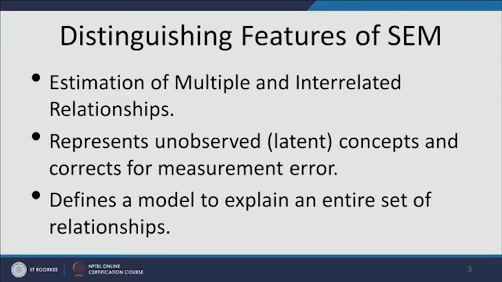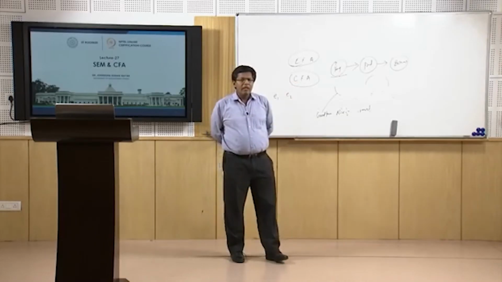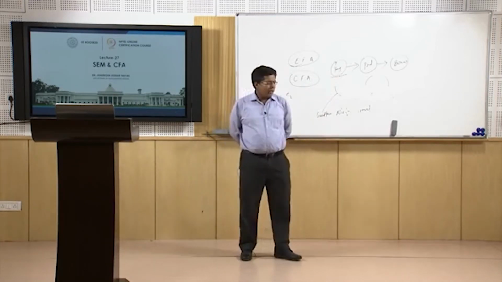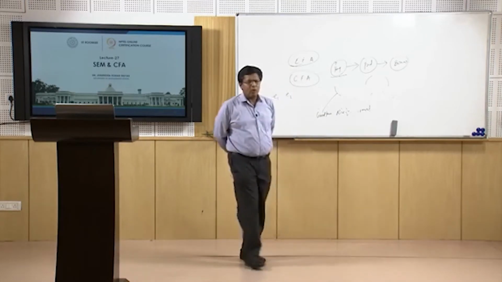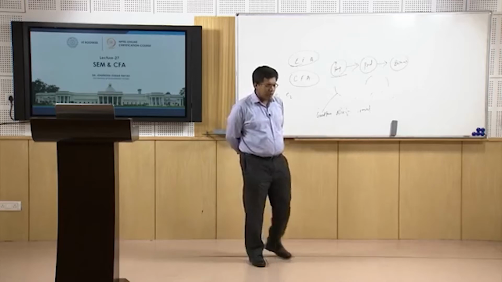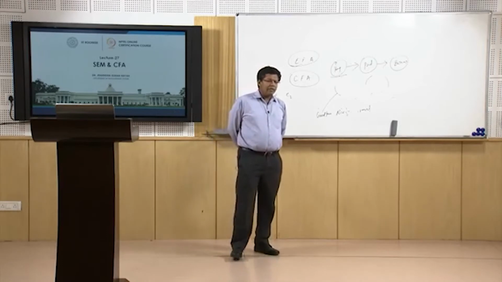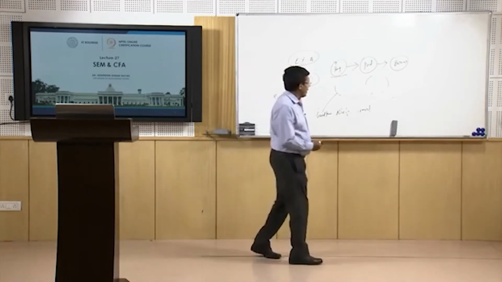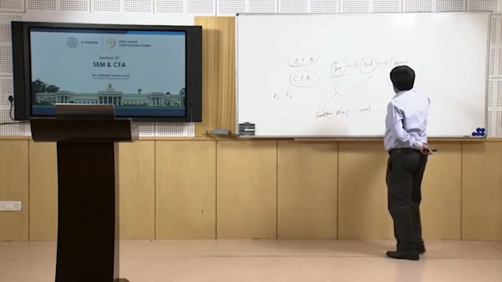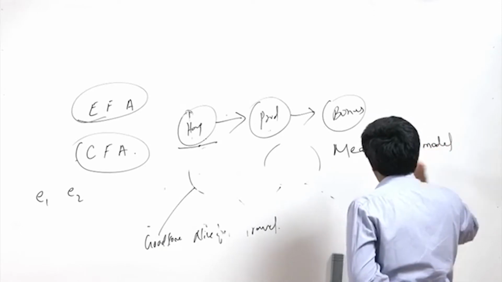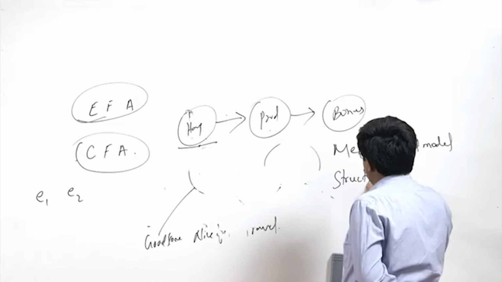So, what are the distinguishing features of SEM? What is SEM all about? As it says, you have multiple and interrelated relationships. It represents the unobserved constructs and accounts for measurement error. Now, when I am talking about SEM, there are 2 important things to be discussed. We will go one by one. One is the measurement model, and then we have something called a structural model. So, first we are talking about a measurement model, and then we talk about a structural model.